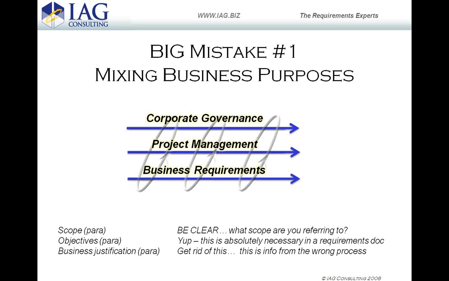It's a much bigger thing versus the scope of analysis, which is really what are the business processes that we're physically looking at or that are impacted by this set of requirements. And they're two very, very different things. The objectives, yeah, absolutely. You need to have that information. It is absolutely essential to a requirements document.